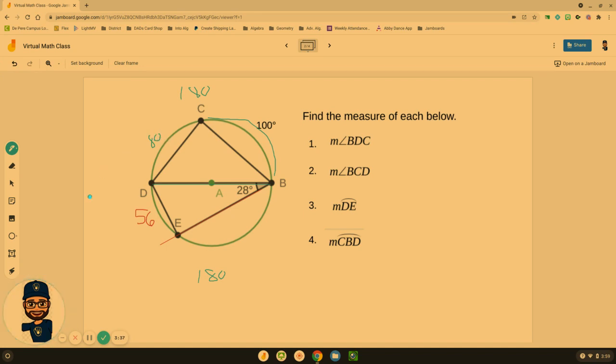80 for that arc. Well, now we also know down here, if this is 180 from B to D, we've already got 56. Oh, what does that leave us with? 124 down here. So that should help us. So you see how I'm piecing together some of the information that they've given me.